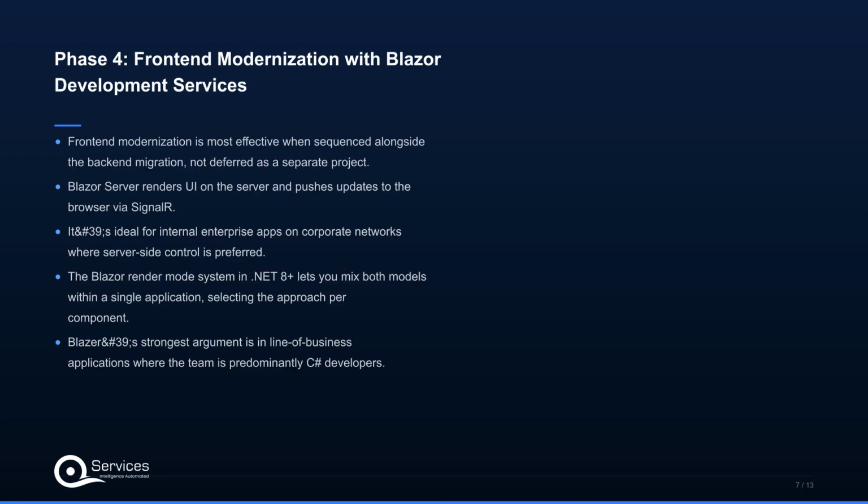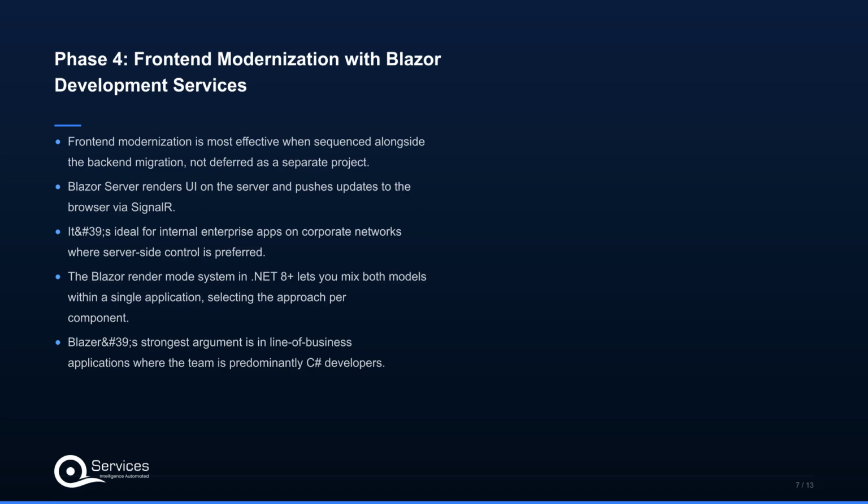Next up, Phase 4, front-end modernization with Blazor development services. Front-end modernization is most effective when sequenced alongside the back-end migration, not deferred as a separate project. Blazor development services have matured substantially with .NET 8 and 9, and for teams already invested in the C# ecosystem, Blazor is a serious option for enterprise web UI.